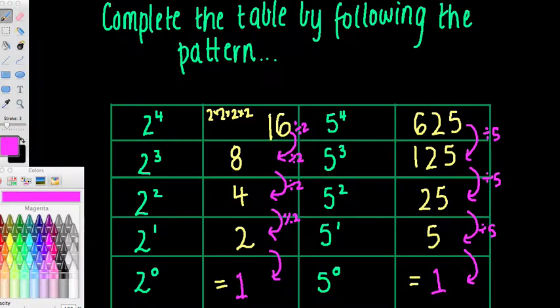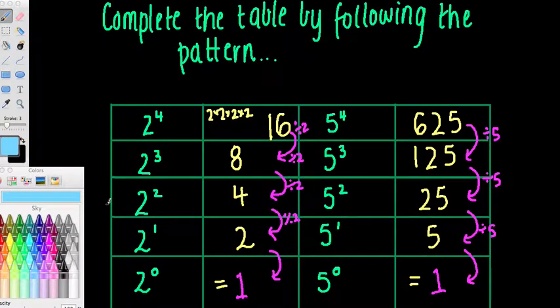So as you can see, despite we're using different numbers here, we're obviously using base 2 in this left column and we're using base 5 in the right column. We've actually got the same result here, haven't we? 2 to the power of 0 is 1. 5 to the power of 0 is also 1.